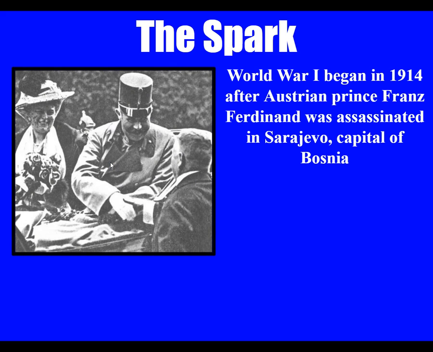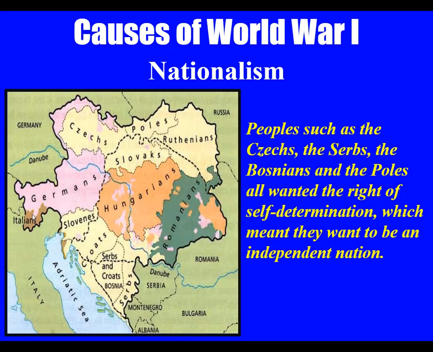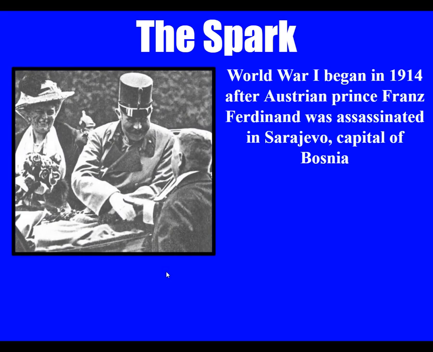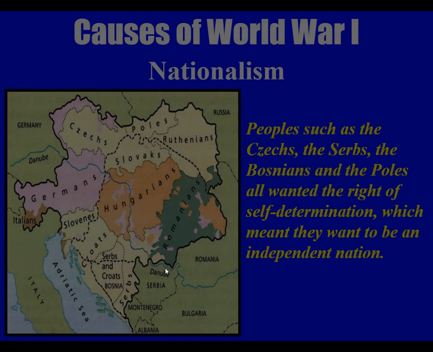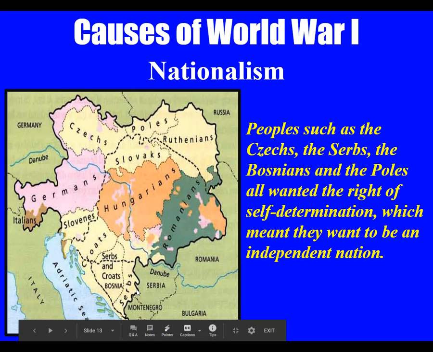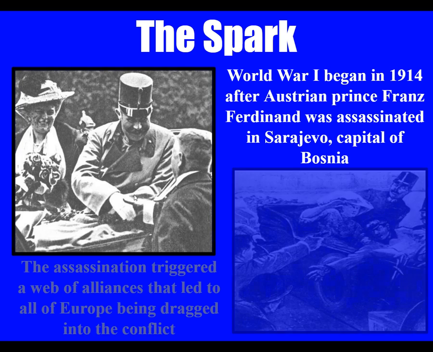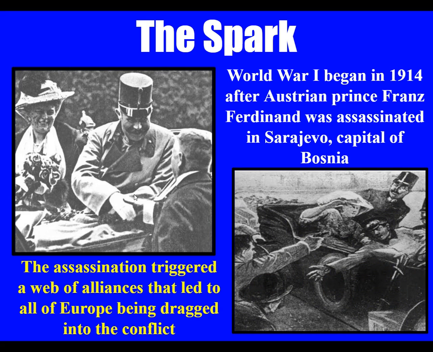So here's the spark. All right, so the Austrian prince, Franz Ferdinand, went to Sarajevo, which, I'm going to go back to this map, is in Serbia, okay? And he went in an open car. Look at that picture. I think it was a parade of some sort, maybe it was a funeral, but he was in Sarajevo, and in broad daylight, he was shot by an extreme nationalist from Bosnia, from Sarajevo. The people in Sarajevo were so angry at being held back by the Austro-Hungarians that they rebelled. They were angry, and so he was shot and killed. So this assassination triggered a web of alliances that led to all of Europe being dragged into the conflict.